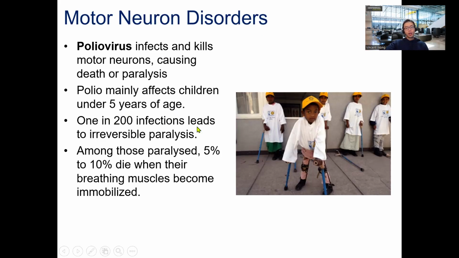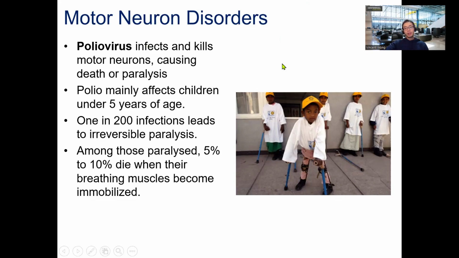About 1 in 200 infections are going to result in irreversible paralysis, and about 5 to 10% of those paralysis cases would result in death as a result of a breathing muscle becoming inoperable, immobilized, because the motor neurons going to those muscles are damaged by the virus.